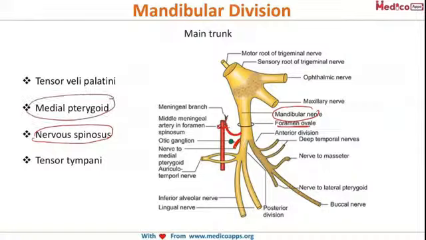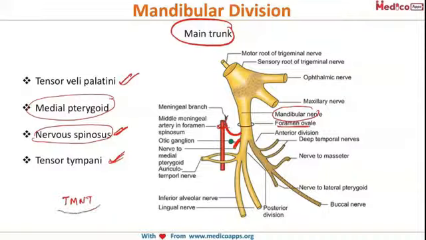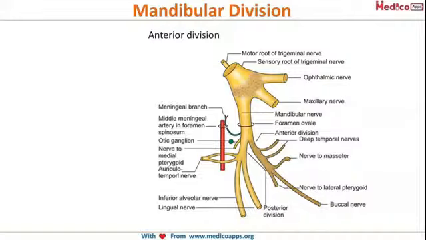Okay, so this nerve to the medial pterygoid will have two more branches, that is branch to the tensor veli palatini and tensor tympani. Okay, so these are the two tensor muscles that are supplied through the main trunk. So as you can see, we have one sensory branch and we have three motor branches. So a small mnemonic to remember this is TMNT. This is Teenage Mutant Ninja Turtles. Okay, so TMNT for Teenage Mutant Ninja Turtles. So the branches of the main trunk you can remember TMNT.